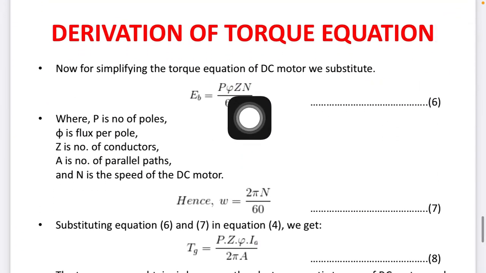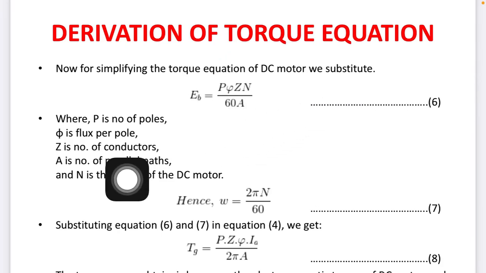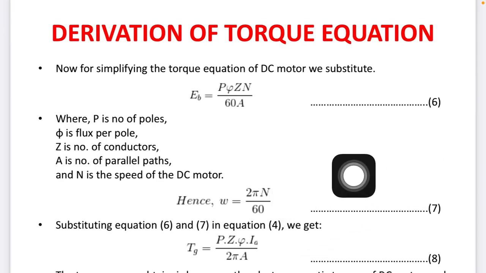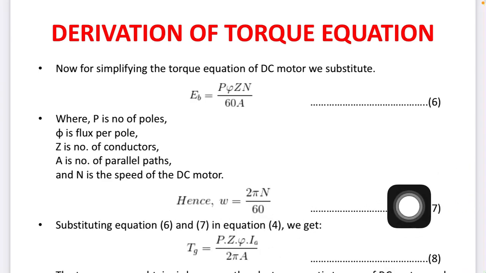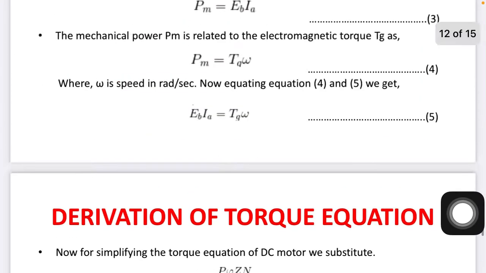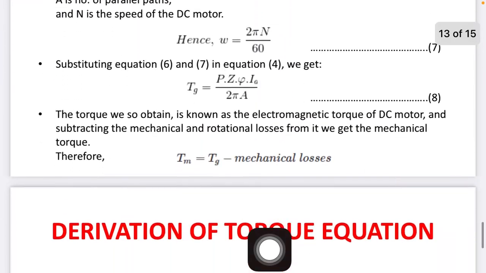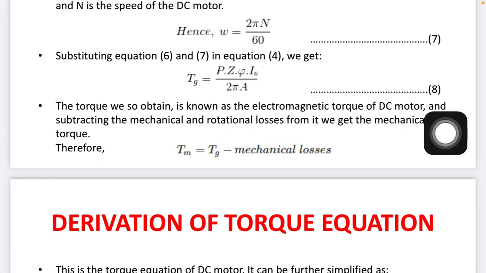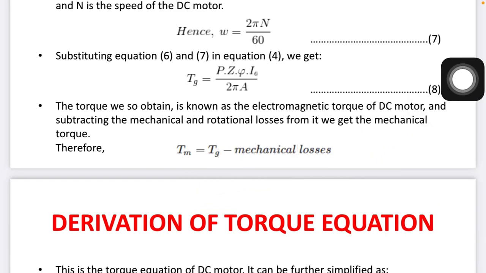Now EB is equal to P phi Z N divided by 60 A. This is the back EMF equation that we know very well. P is the number of poles, phi is the flux, Z is the number of conductors, A is the number of parallel paths, and N is the speed. So angular speed is equal to 2 pi N by 60. We put equations 6 and 7 in equation 4, where we have the torque equation and omega. So if I put that in, we can find TG is equal to P Z phi into IA divided by 2 pi A. Remember that mechanical torque is always the generated torque minus some losses.